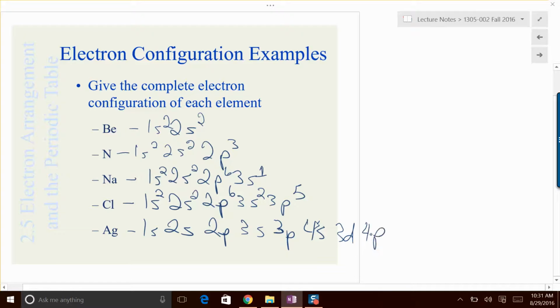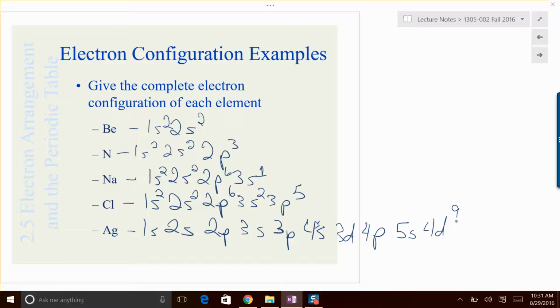4p, 3d. This is the 4. And if I'm not sure, what do I do? 2, 3, 4p. This is 4p. After the 4p, where do I go? 5s. Now where? 4d. What is silver's position, Ag, in the 4d? 4d9. There's 10 of them, so I subtract 1, 4d9.